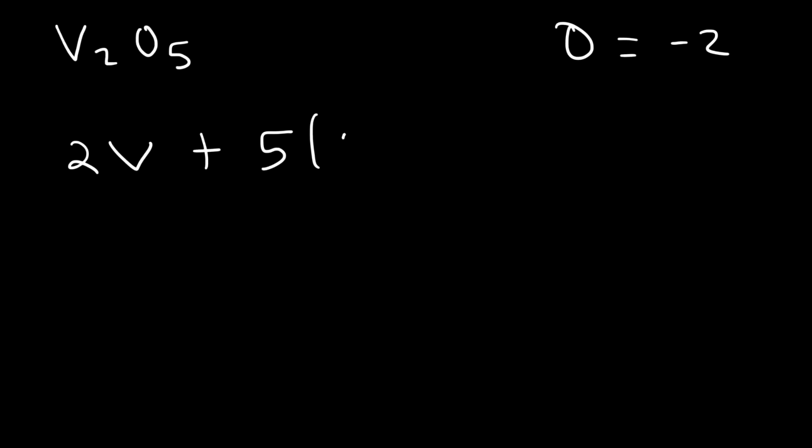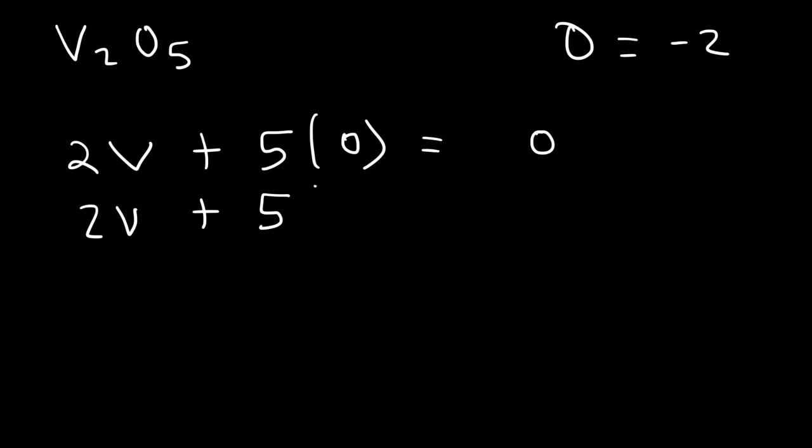Here's another example. Find the oxidation state of vanadium and oxygen in this compound. So this is called vanadium oxide. Whenever you hear the word oxide, oxygen has a -2 charge. So we have 2 vanadium atoms plus 5 oxygen atoms with a net charge of 0.